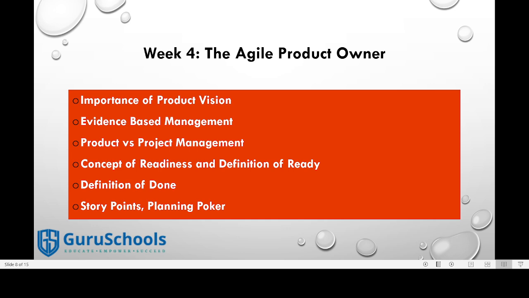We will also discuss and shed light on what are story points and what's planning poker. These are certain ceremonies or terminologies that one will have to be aware of as part of being a product owner.